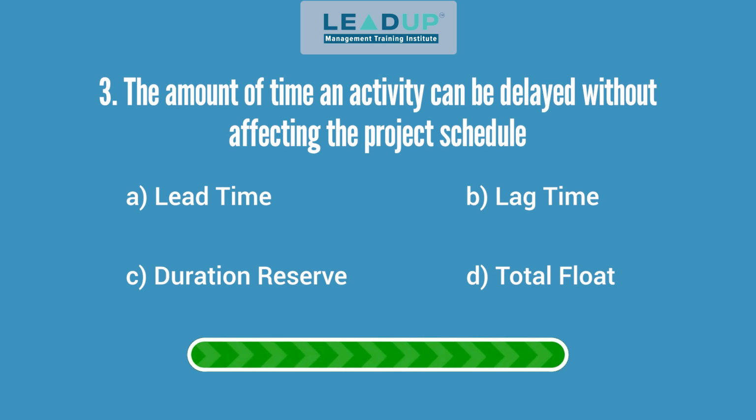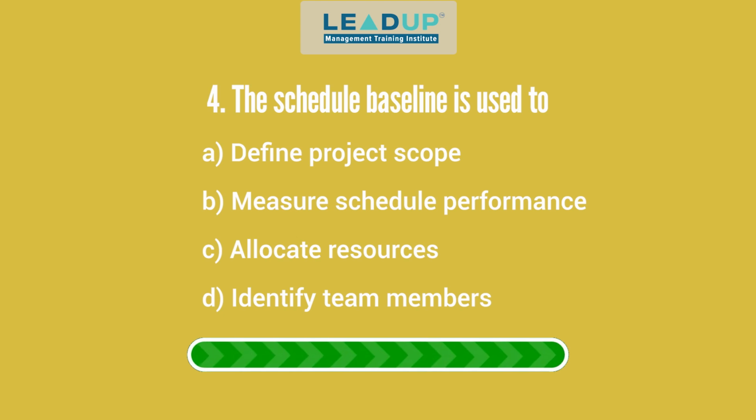Question 3. The amount of time an activity can be delayed without affecting the project schedule. A. Lead time, B. Lag time, C. Duration reserve, and D. Total float. Answer: Total float. Question 4.